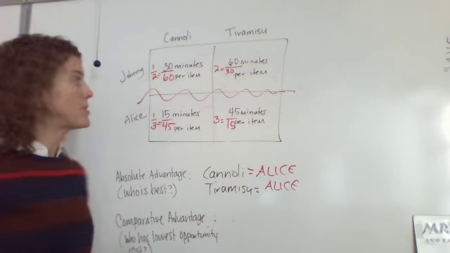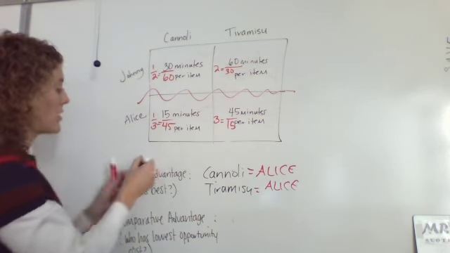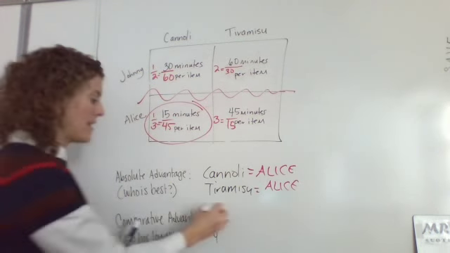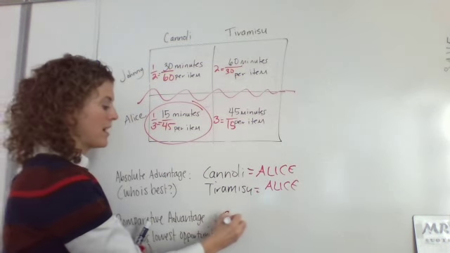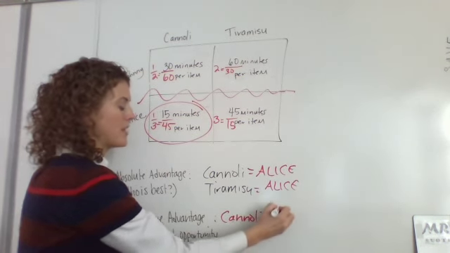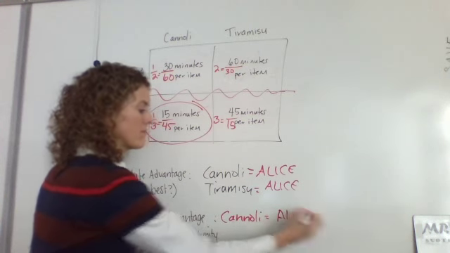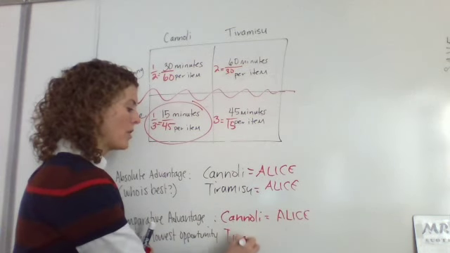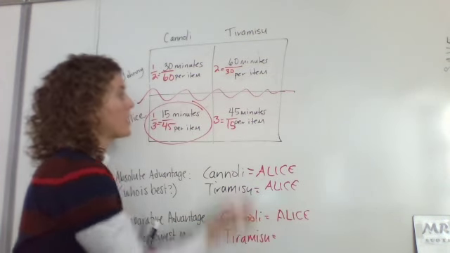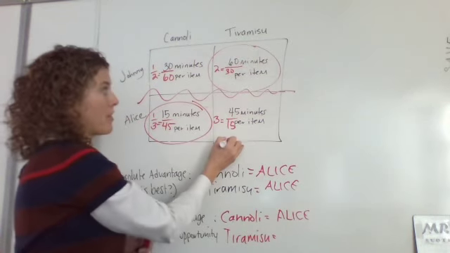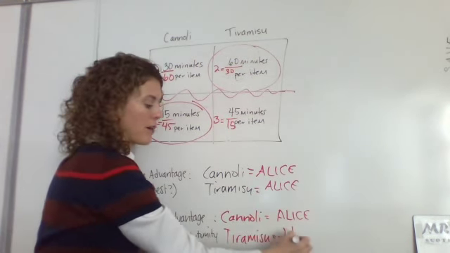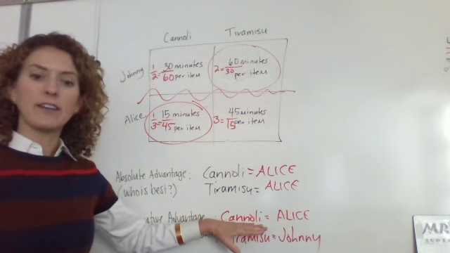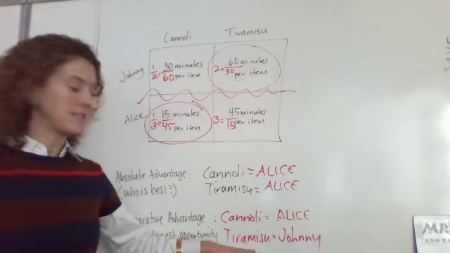The one with the lowest opportunity cost for making cannoli is going to be Alice, because 1/3 is smaller than 1/2. So Alice has the comparative advantage in making the cannoli. And when it comes to the tiramisu, we look at who has the lowest opportunity cost, and 2 is smaller than 3, so Johnny has the comparative advantage in the making of tiramisu. So Alice should specialize in cannoli, and Johnny should specialize in tiramisu.